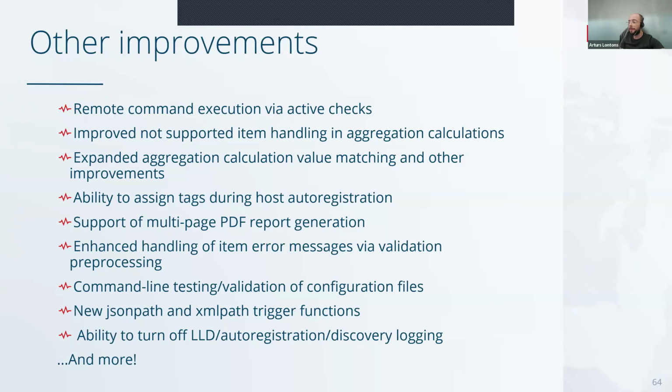JSON path and XML path can now be used in trigger functions. Previously, they could be used only in items. And we further added flexibility to our audit logging, and you are able now to turn off LLD, auto-registration, and discovery logging, which could take up a lot of space. You now have the option to turn it off. And many more changes. Here I focused on only the changes that enable various new use cases.